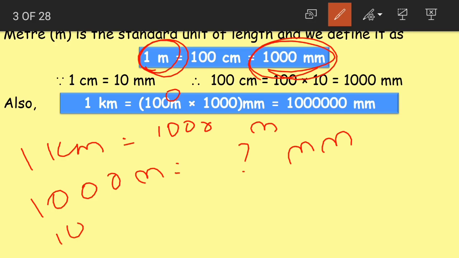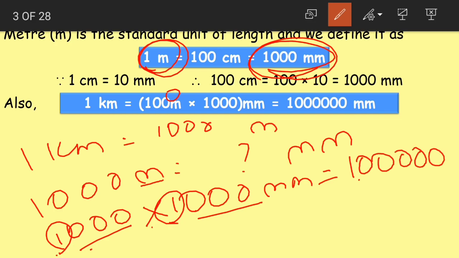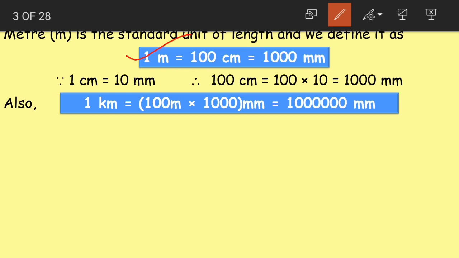So 1000 meters will be 1000 meters into 1000 millimeters, which is equal to the non-zero digits. 1 ones are 1 and then we have 6 zeros here. So simply copy 6 zeros. This will give us, what is this, students? This is 10 crores. This is 10 crore millimeters. Understood?